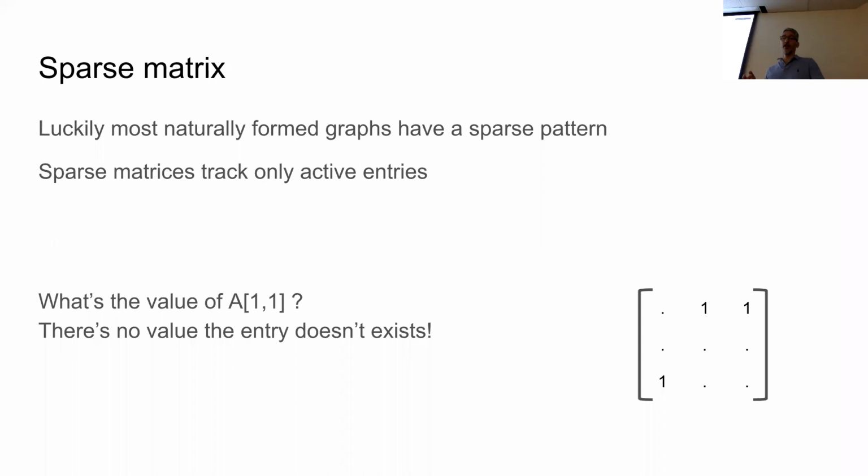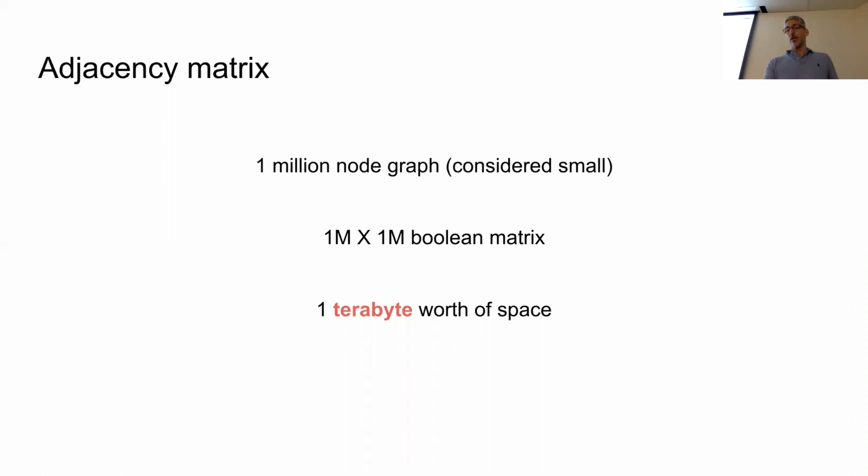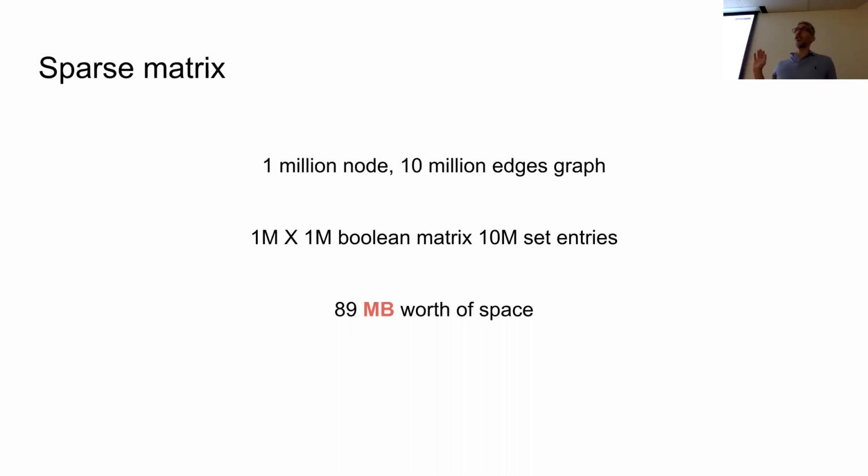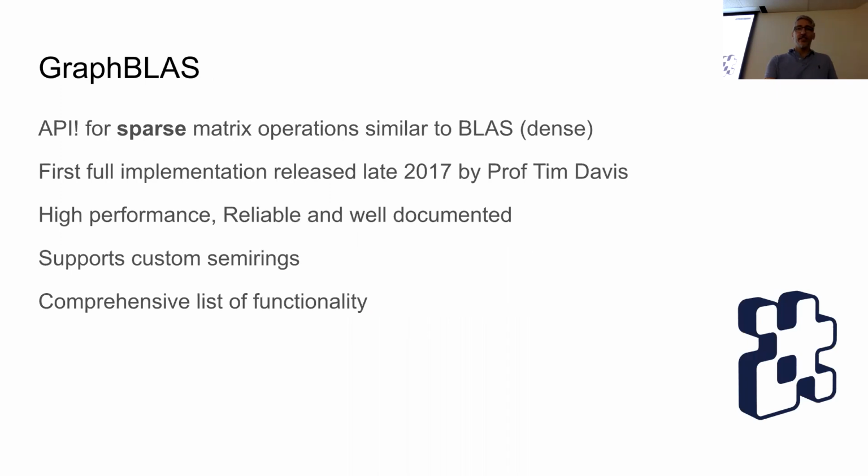And so if we were to take a similar graph with 1 million edges and 1 million nodes, the memory requirement would be around 90 megabytes, which all of a sudden makes this entire idea extremely practical. And so if one wanted to work with sparse adjacency matrices, one would need some sort of software library that would provide you with both sparse matrices and vectors, but you would also need linear operations on those constructs. And this is where GraphBLAS comes in.